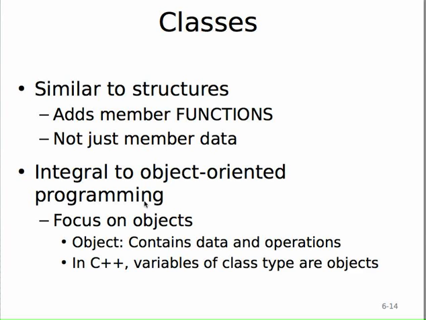Okay, so in object-oriented programming, we focus on objects. We try to make everything into objects, and each object contains data and operations. The data is the member data or member variables, and operations are the functions. In C++, variables of class type are called objects, just like in Java.